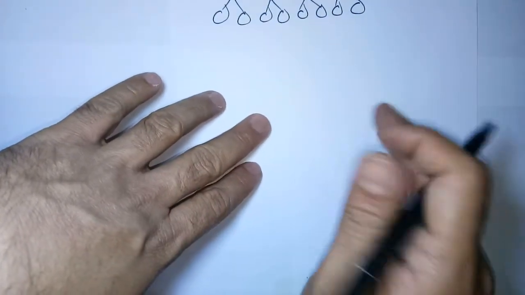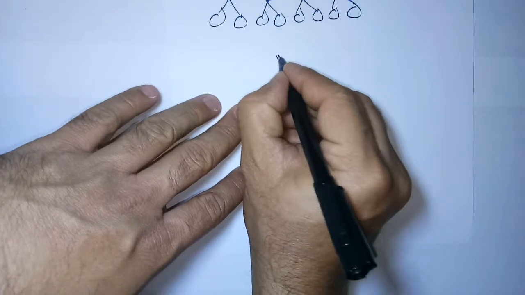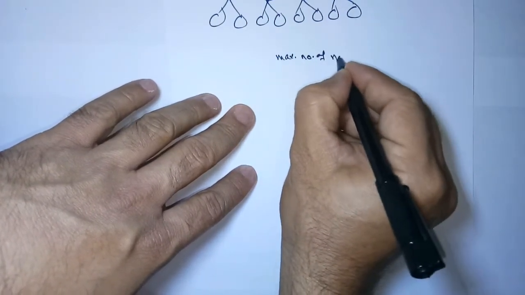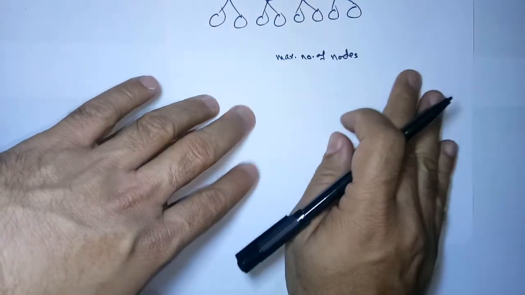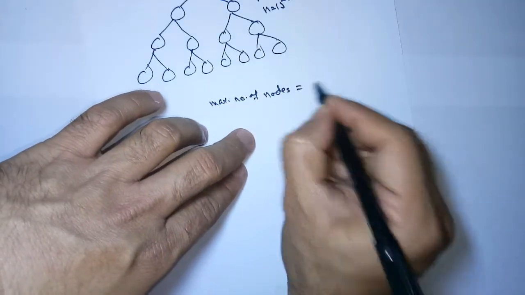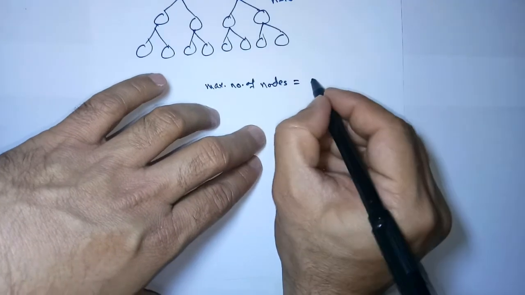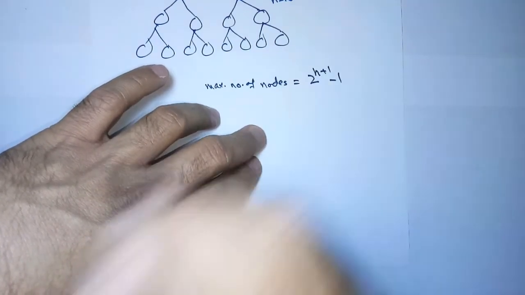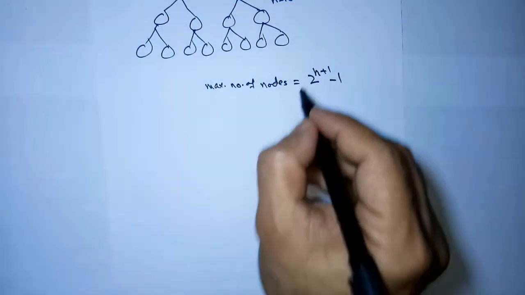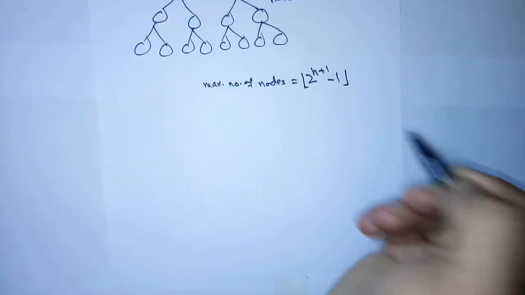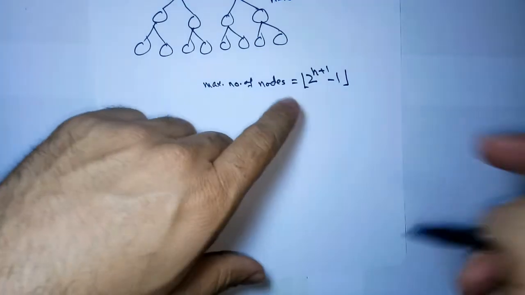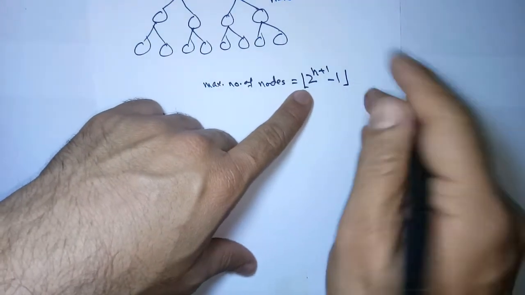So yes, there is a formula. You can find the maximum number of nodes in a binary tree if you know the height of the tree. The formula is 2 raised to the power of h plus 1, minus 1, right? And this whole with the floor function. So 2 raised to the power h plus 1 minus 1, how can you find this?